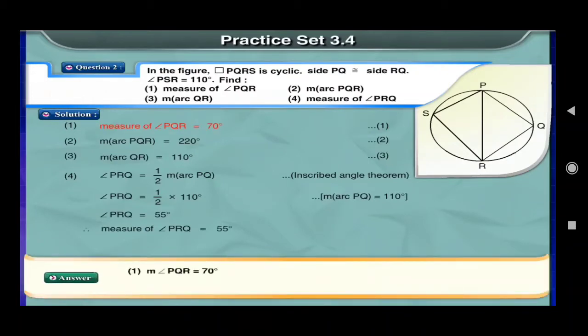Hence the answer: 1. Measure of angle PQR is equal to 70 degree. 2. Measure of arc PQR is equal to 220 degree. 3. Measure of arc QR is equal to 110 degree. 4. Measure of angle PRQ is equal to 55 degree.